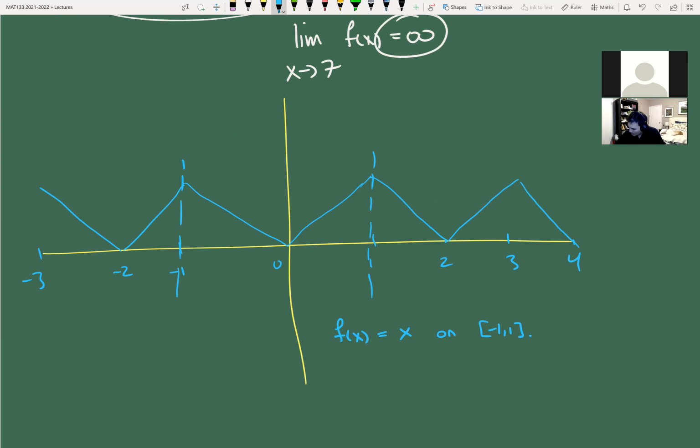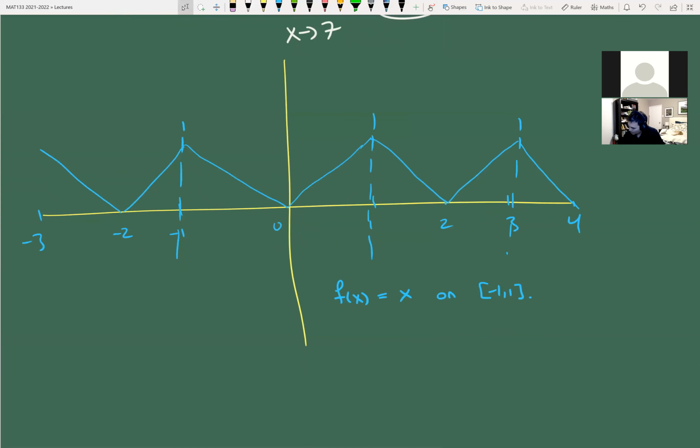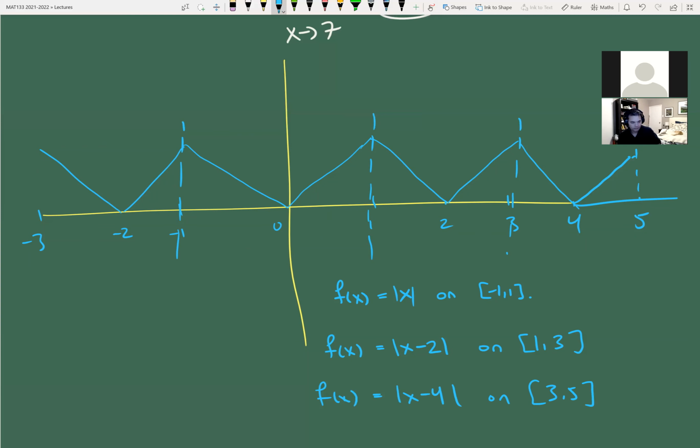Then I said, okay, let's now look at the interval 1 to 3. On 1 to 3 it's the same thing, but I had to shift the absolute value down. So it's equal to the absolute value of x minus 2 on [1, 3]. And if I did this for the next interval as well, f of x is equal to the absolute value of x minus 4 on [3, 5]. Does that make sense? Of course, you could do the other direction as well.